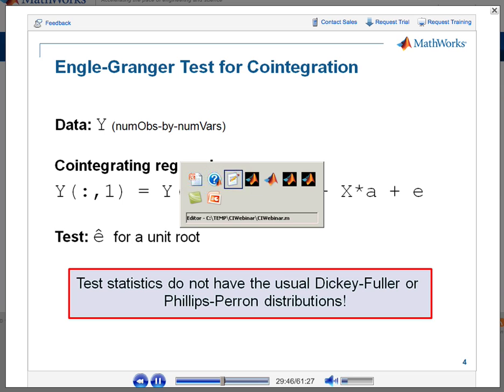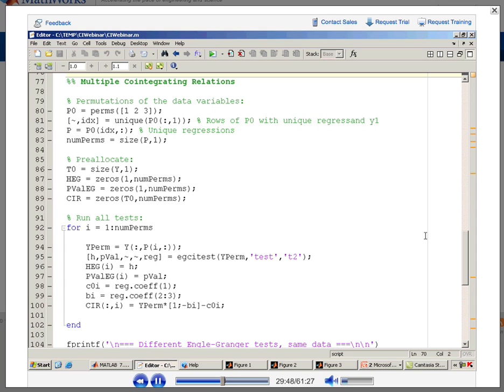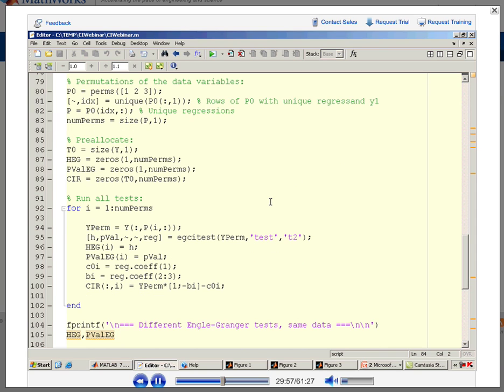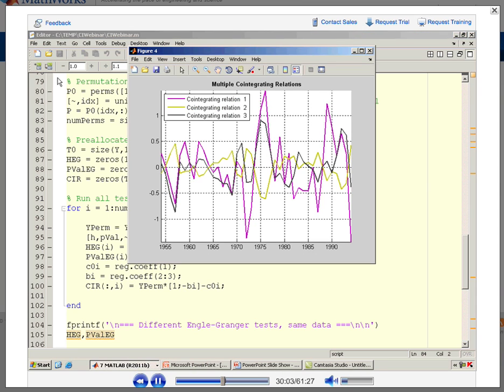If you just do a permutation of the variables and run the Engle-Granger test for each permutation of the variables, that's what I'm doing here. You can take a look at this code more closely later, but it's essentially just running the Engle-Granger test with each of the three variables as a regressand and then regressing it against the other two.